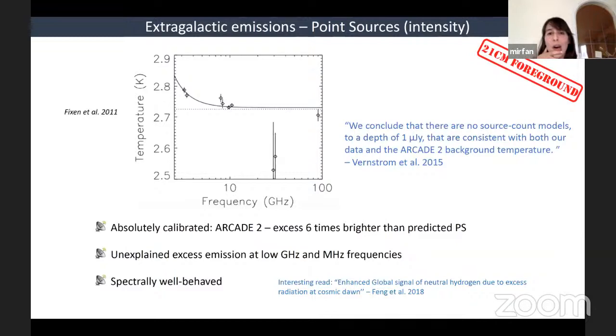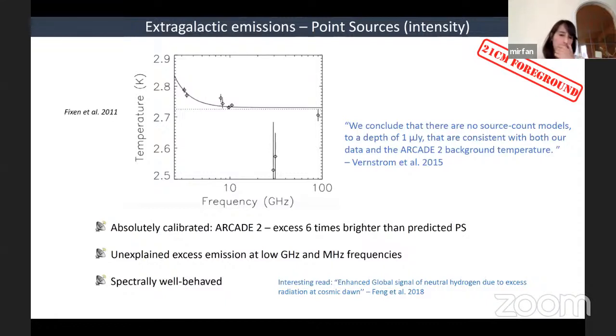This is something that I think is quite cool, something that gets flung around a fair bit when something weird happens at megahertz frequency ranges. And I thought it would be cool to discuss it. It is the ARCADE excess. So if you have an absolutely calibrated instrument, you can go after the CMB monopole. You can actually make a measurement of the CMB monopole like COBE FIRAS did. So ARCADE 2 was a balloon experiment, and it decided to measure the CMB monopole, and I think it had 9 or 10 observational bands, spanning from around 3 gigahertz to, I think, 90.